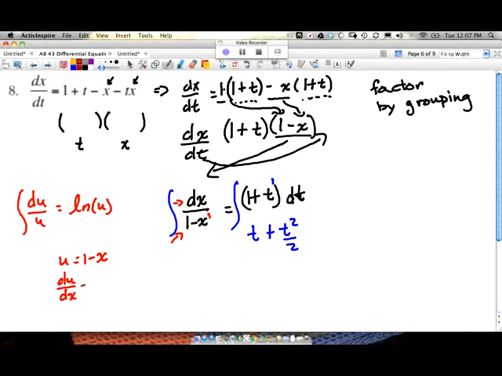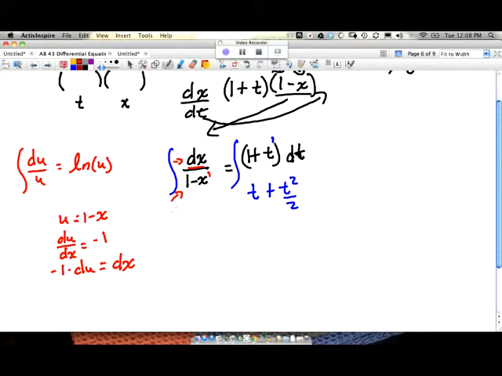And that means that du dx is negative 1. Well, I have a dx, but I don't have a negative 1, so I need to move that negative 1 over. I'd have negative 1 times du equals dx. At this point, I can make a substitution. So this side here is really negative 1 times du, because I took out the dx and put in a negative 1 times du. The 1 minus x in the bottom is going to be just a u. So far, we've integrated the right side. Let's put a plus c with it.